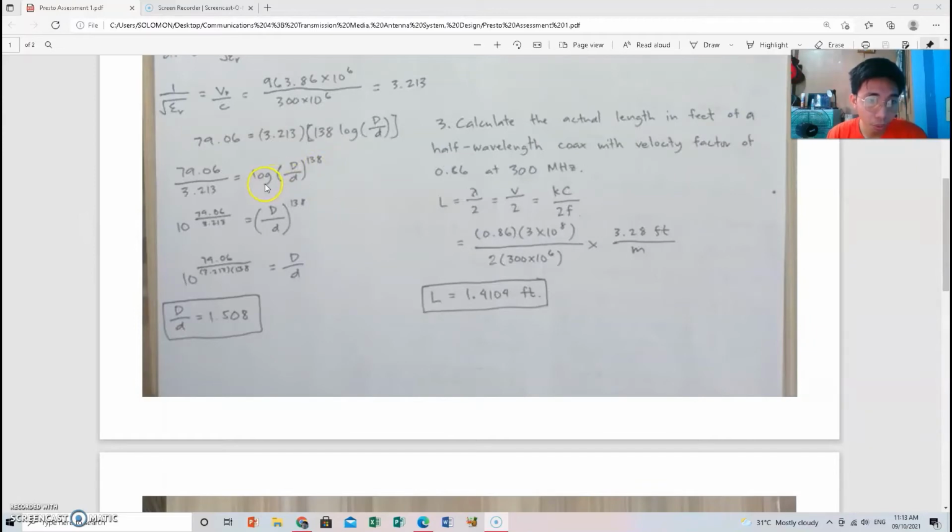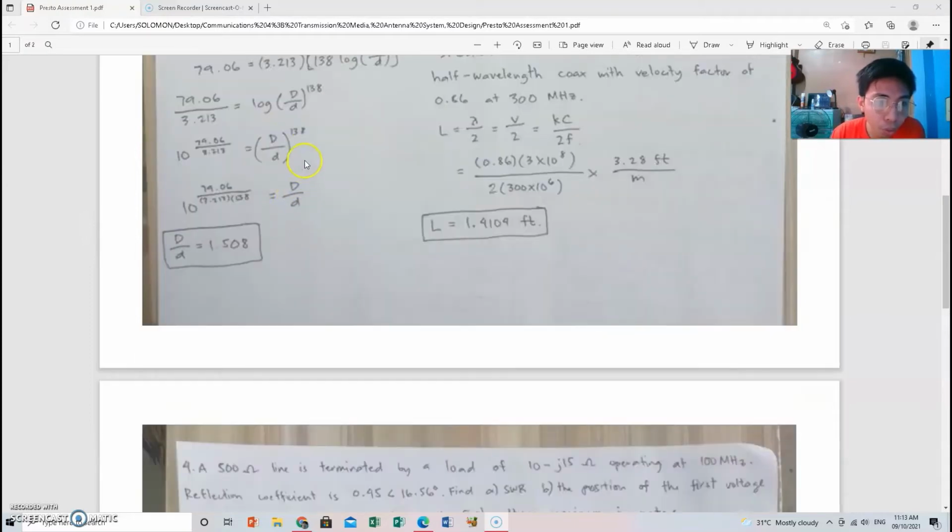And we want to eliminate the logarithm, so simply raise 10 to this number, since this has a base of 10. So this becomes 10 to the power of 79.06 over 3.213 is equal to the ratio to the power of 138. So the logarithm is eliminated, and we are left now with the ratio.